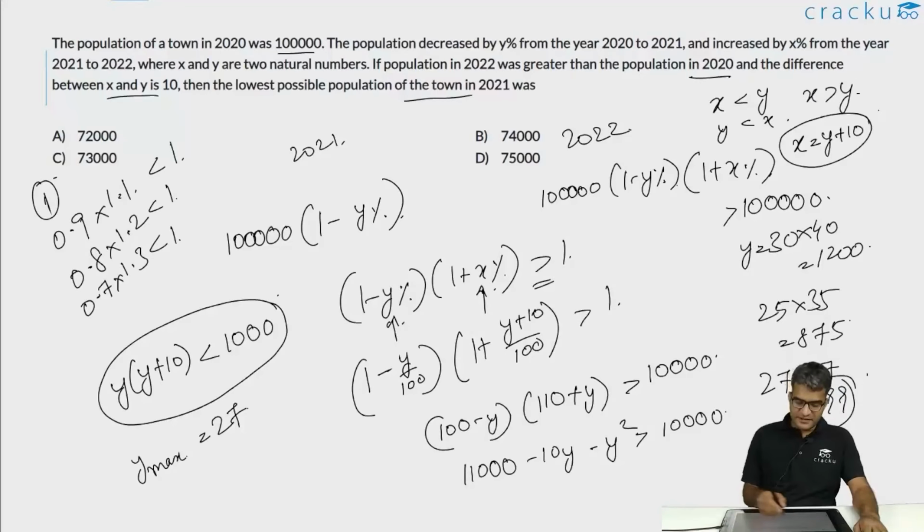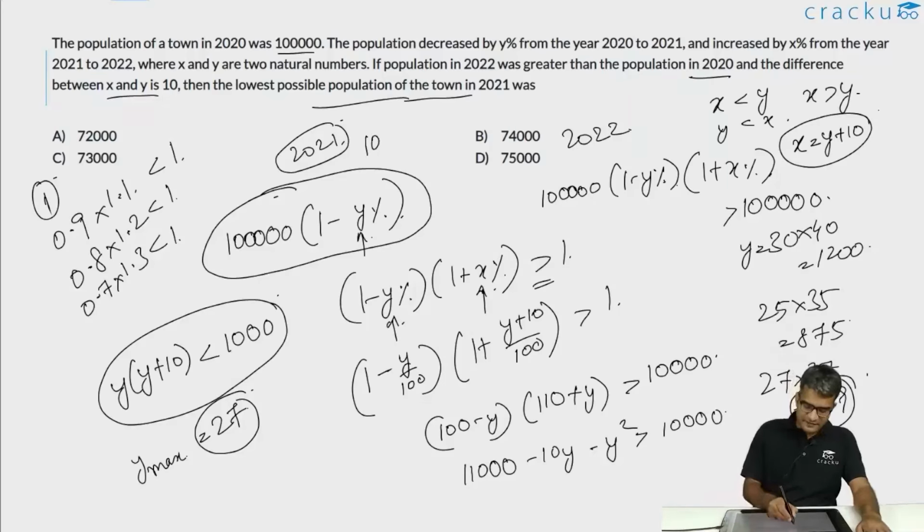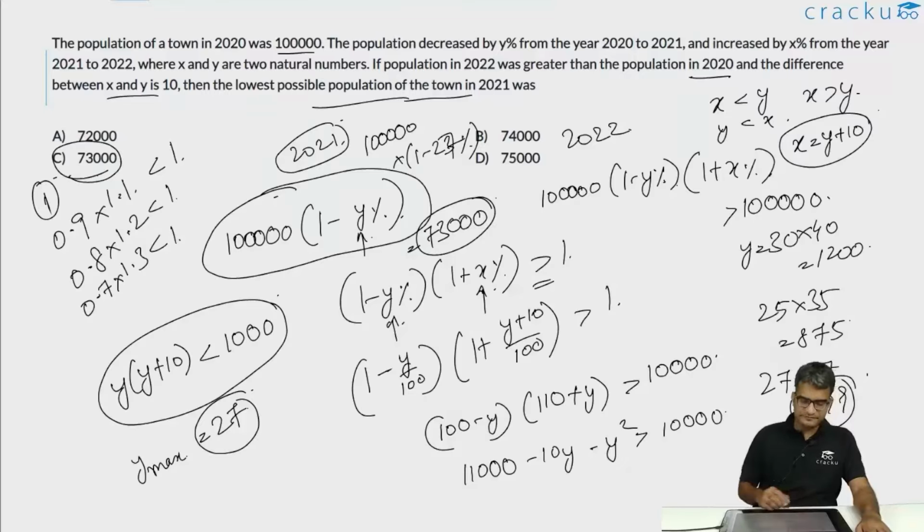Now what is the lowest possible population of the town in 2021? For the population in 2021 to be as low as possible, you want the value of y to be as high as possible. We have just discovered that the maximum value of y is 27%. So the minimum population of the town in 2021 will be 1 lakh into 1 minus 27%, which is equal to 73,000. So the answer for this question is option C.